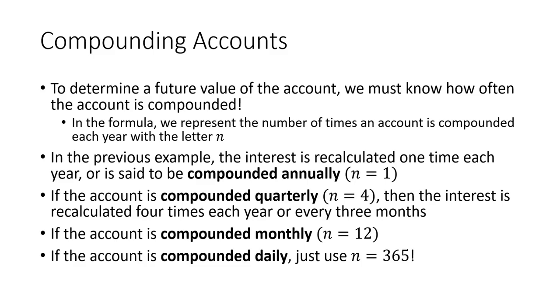In the formula we use, we're going to represent the number of times the account is compounded by a lowercase n. In the previous example, we calculated the interest after every year. If you calculate the interest once per year and compound the account once per year, it's compounded annually. If you compound the account 4 times a year, then it's compounded quarterly, which is essentially every 3 months. You can also compound accounts monthly or daily.